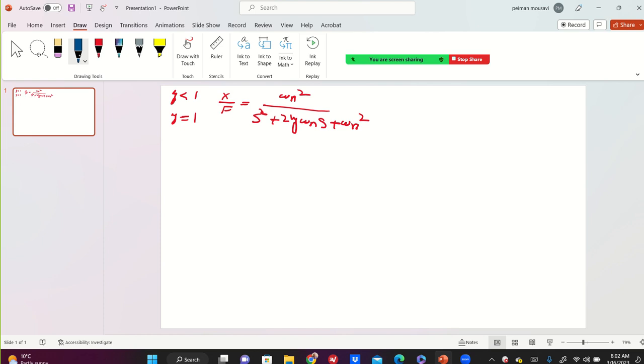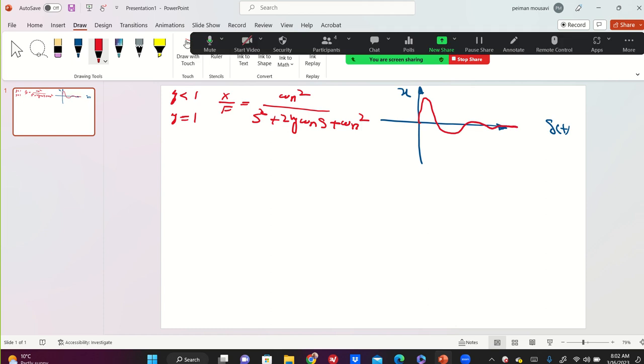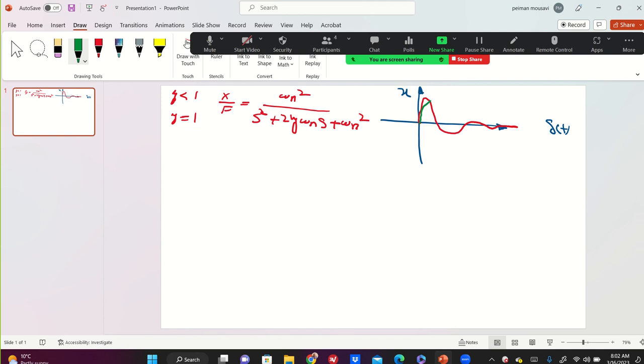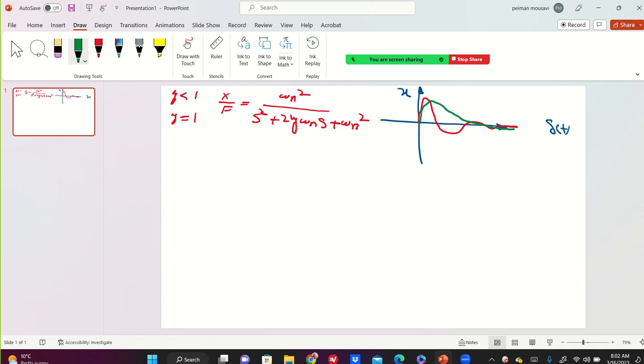And we saw that when we apply the impulse delta of t, this was for the under-damped system, and this was for, as you saw and we drew it mathematically, the critically damped system. This is for zeta 1 and this is for zeta smaller than 1.